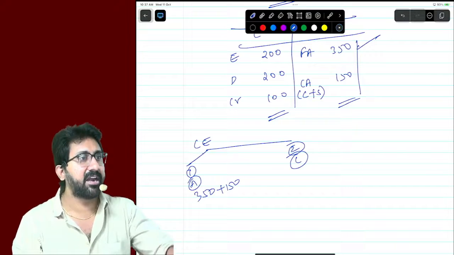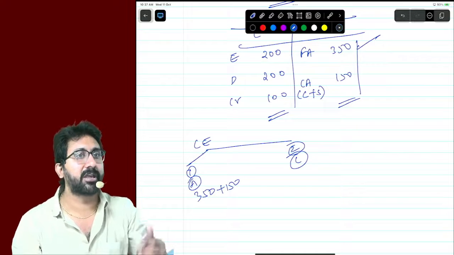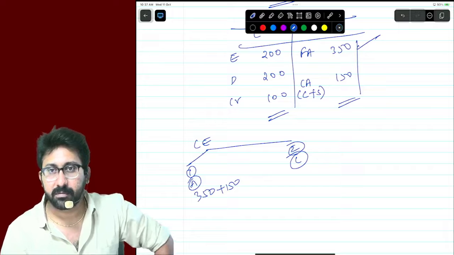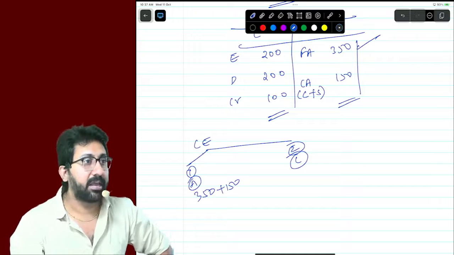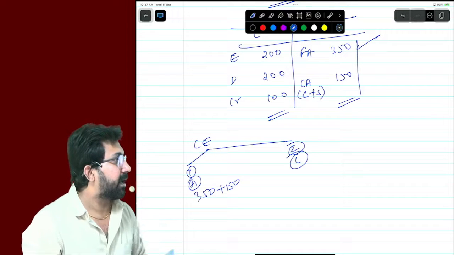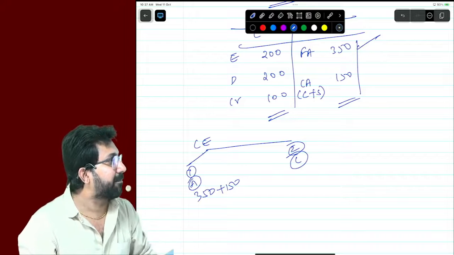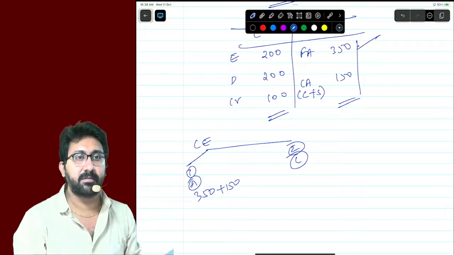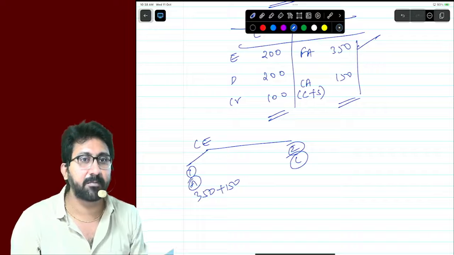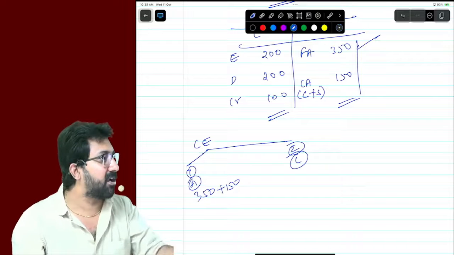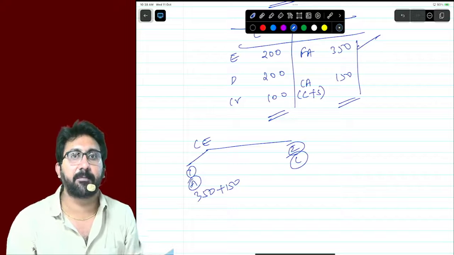100. That 100 is a current liability. I took all the stock on credit. Credit means you paid or not yet paid. Then why are you taking it in capital employed? That's why you reduce it. Are you understanding the point or not? When there is no fund flow today, why are you taking it in the capital employed?